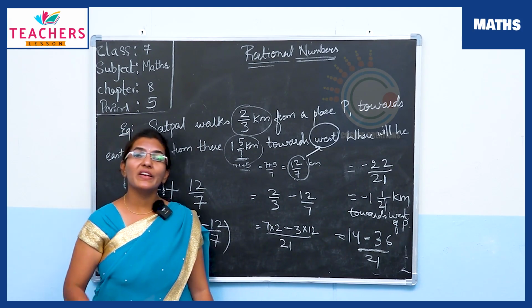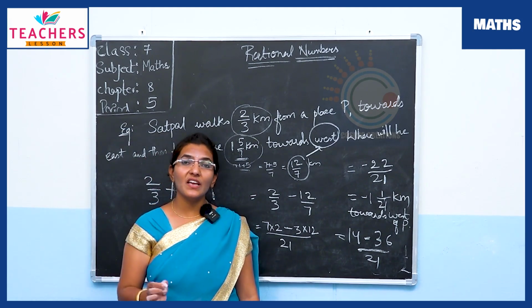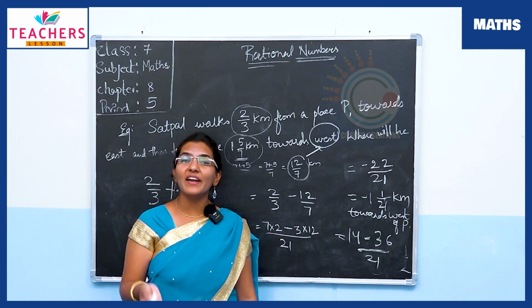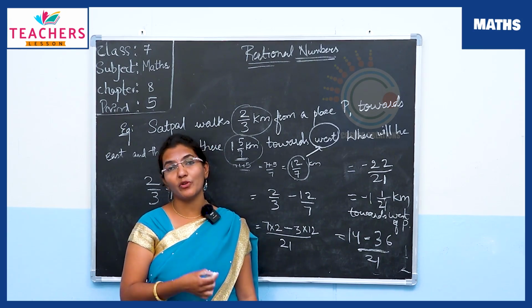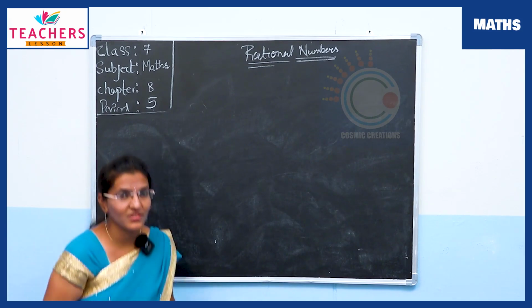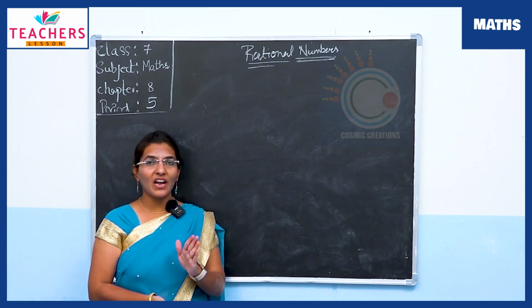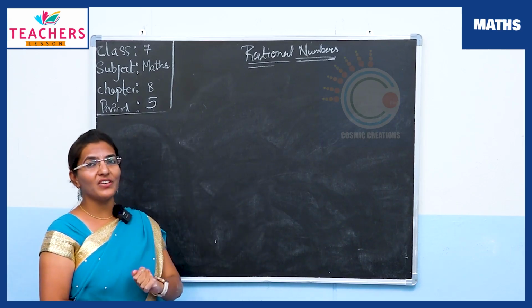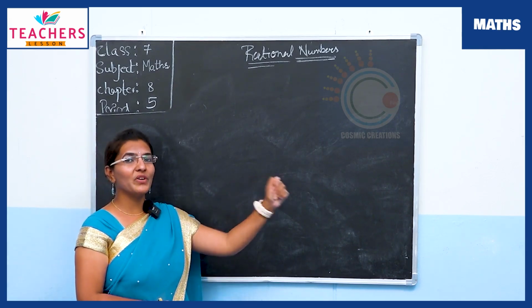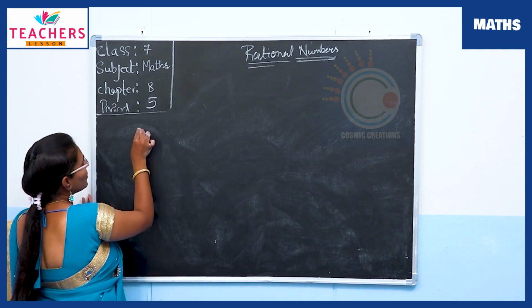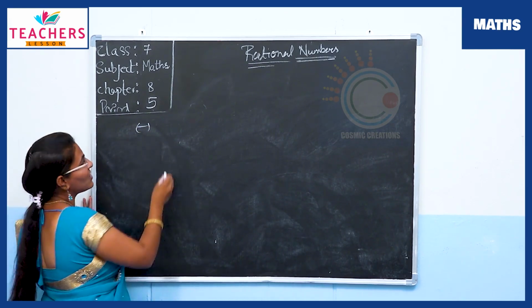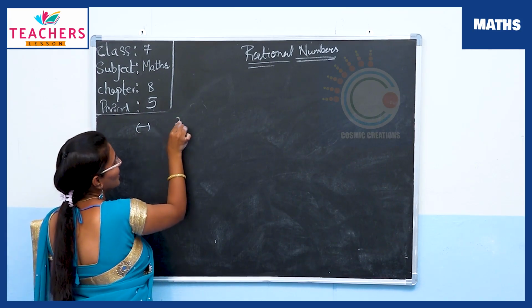Yes. So next we are going to see the other operations, that is subtraction, multiplication and division, how we are going to perform them on rational numbers. So students, hope you have understood the addition operation, right? Subtraction, multiplication and division, I'll simply explain with one simple example each. So the next operation is subtraction.